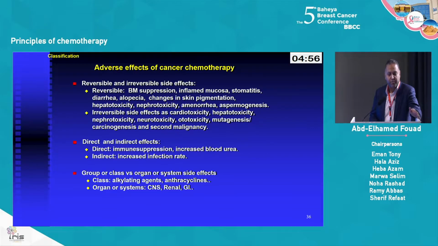Maybe direct or indirect. Direct like bone marrow suppression, indirect like increased rate of infection secondary to bone marrow suppression. They may also be classified based on the group or class of chemotherapy, like special complications related to alkylating agents or antimetabolites or other subtypes, or classified based on the systems, like CNS toxicity, nephrotoxicity, or GI toxicity.